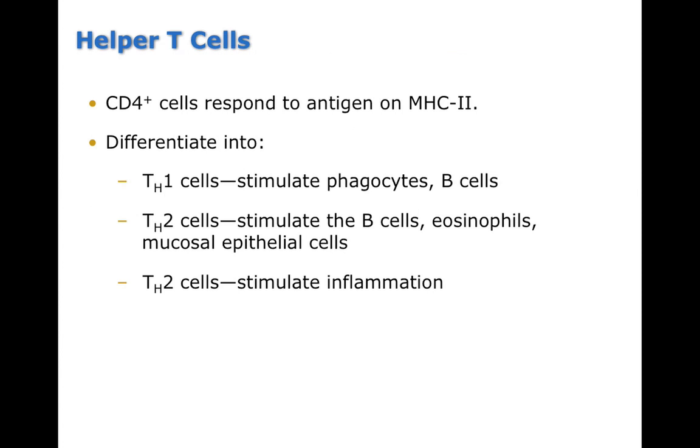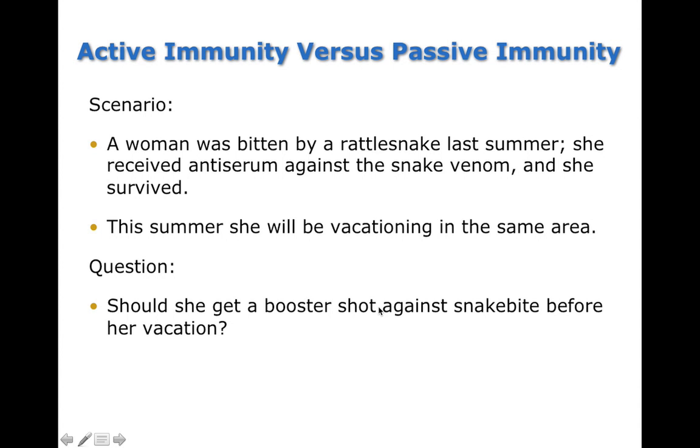Now, the role of helper T cells was, remember, we talked about how they're the ones that are going to be sort of regulators of the immune response, and this is because they release cytokines, and these cytokines can activate other T cells and B cells, but these T helper cells, there's different subtypes. We have type 1, 2, and these type 1 T helper cells can stimulate phagocytes and B cells. These type 2 T helper cells can stimulate B cells, eosinophils, and mucosal epithelial cells, and then this should say type 3, but these type 3 T cells can stimulate inflammation as well.